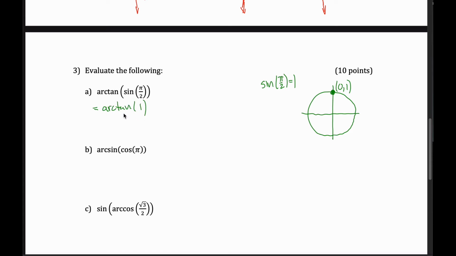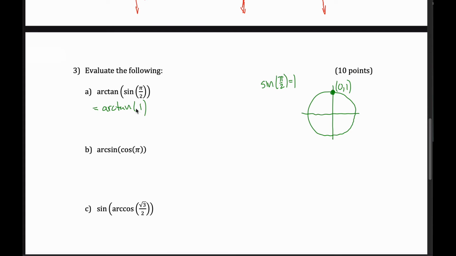For arctangent, you need to know two different things. The first thing you need to know is that my answer is restricted to the right side of my unit circle here. So my answer better be some number in between negative pi over 2 and positive pi over 2. The other thing you need to know is it's asking you the question, what angle in that range will the tangent of that angle be equal to 1?